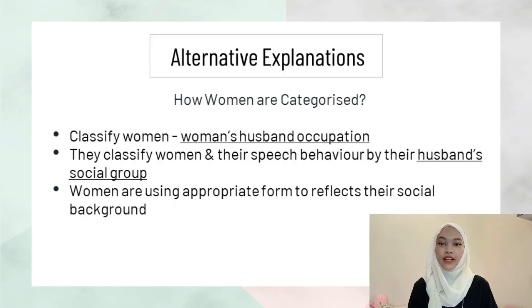And lastly, the alternative explanations. Researchers in the early social dialect studies often used the woman's husband's occupation as their major criterion. They classified women and their speech behavior by their husband's social group. For example, a woman from a different social class, which is higher than the man she married, is expected to use the same form as the husband, but this is not true. Women simply are using the appropriate form which accurately reflects their social background.